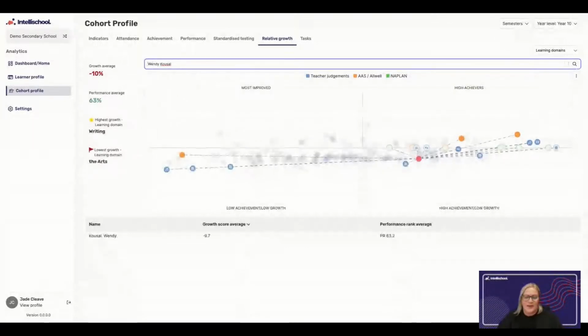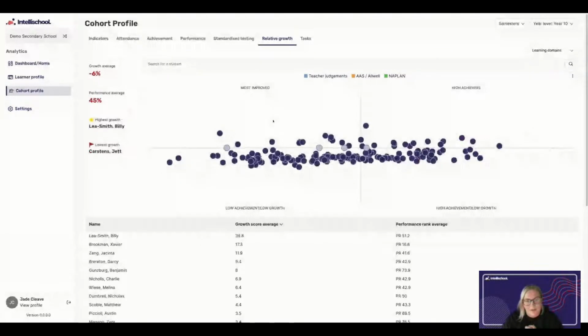I will note too that now that I've clicked on an individual student, so Wendy here in this case, the table underneath is now isolated just to her information, as well as the insight cards on the left. So growth average for Wendy, as well as her performance average. And previously what we were seeing with the highest and lowest growth from students, we would see their individual names, but what we see now are the individual subject areas where they've had their highest and lowest growth. So those insight cards do adapt based on what you're looking at the time.